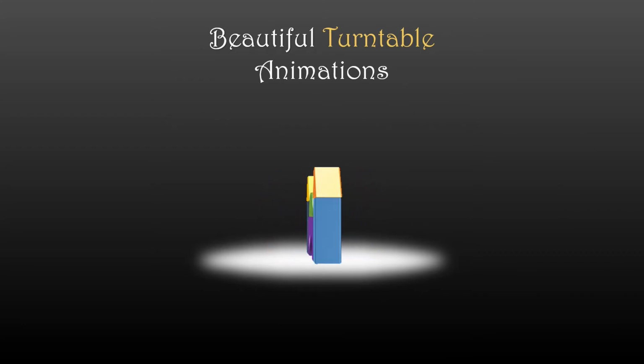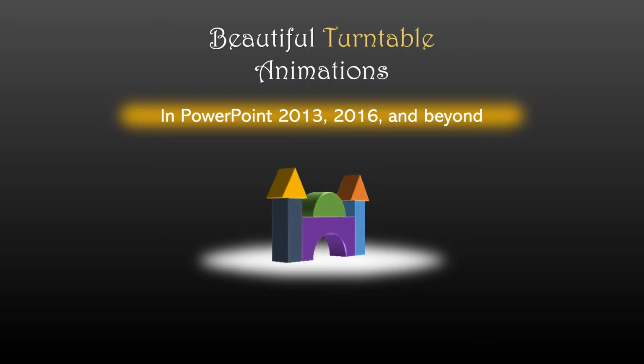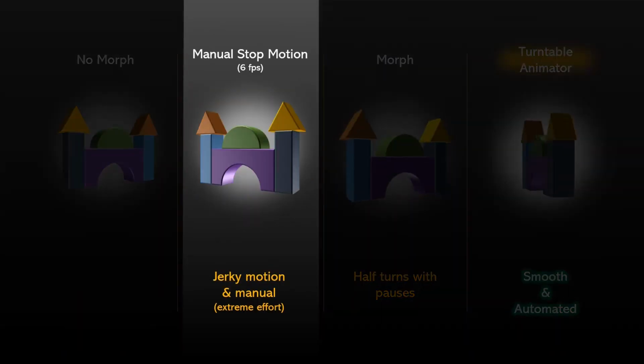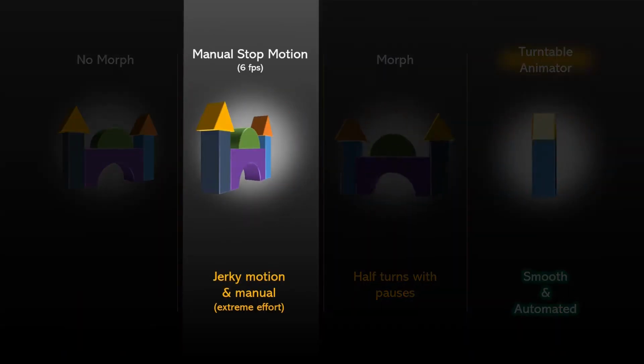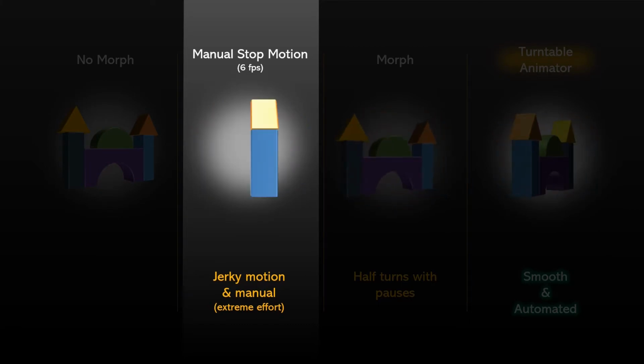Without the Morph transition feature, PowerPoint 2013 and 2016 users cannot create advanced animation effects for their 3D illustrations. One solution is to use the stop-motion animation technique, which creates poor results and requires tremendous amount of effort.